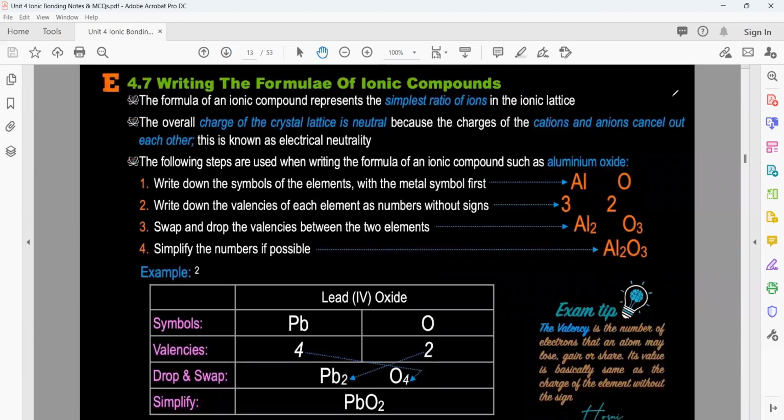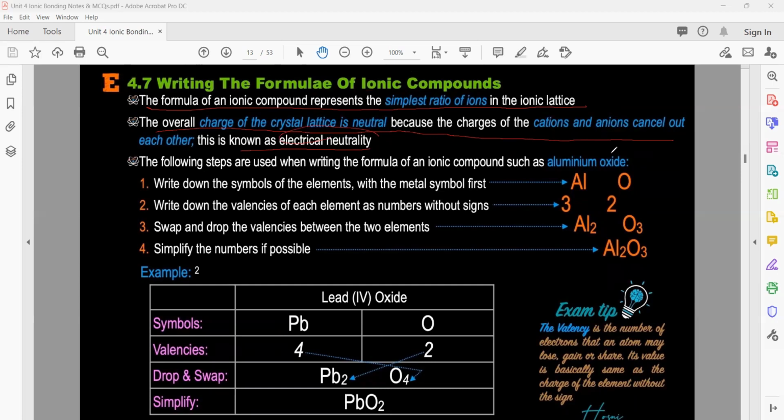Now, if there is an ionic compound, how will you write its formula? Very simple, very easy. The formula of an ionic compound represents the simplest ratio of ions in the ionic lattice. The overall charge of the crystal lattice is neutral because the charges of the cation and anion cancel each other out. This is known as electrically neutral.